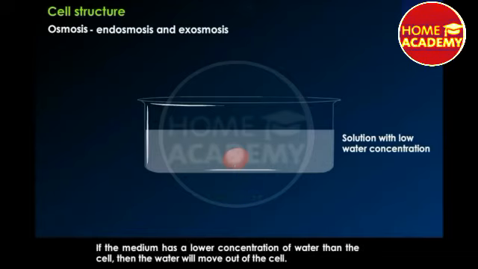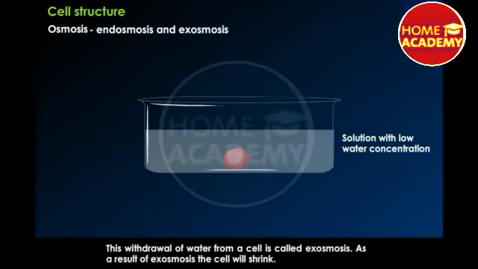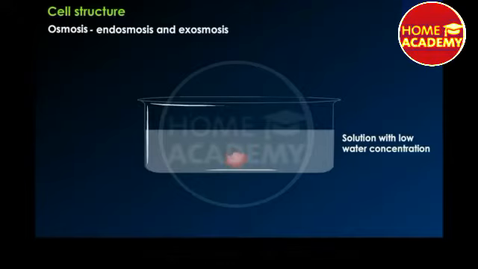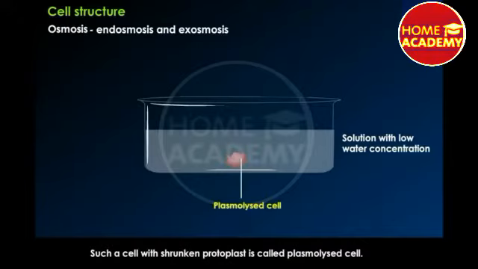If the medium has a lower concentration of water than the cell, then the water will move out of the cell. This withdrawal of water from a cell is called exosmosis. As a result of exosmosis, the cell will shrink. Such a cell with shrunken protoplast is called plasmolysed cell.